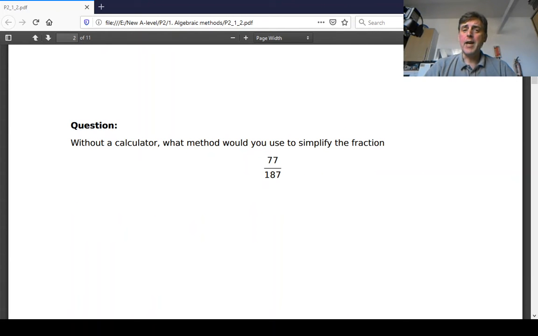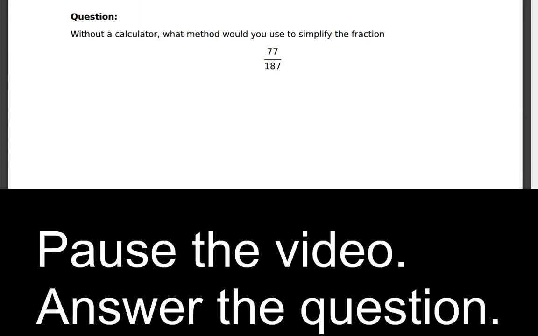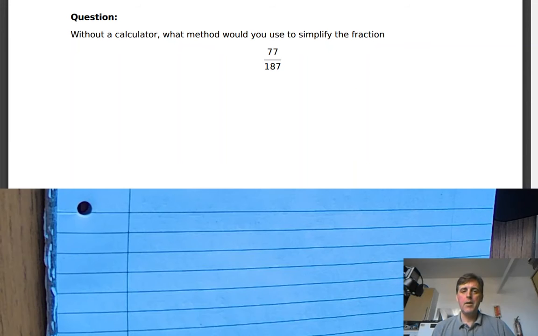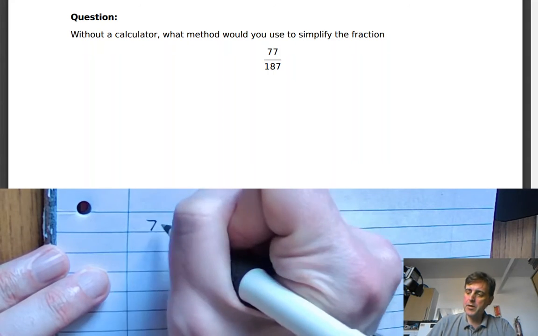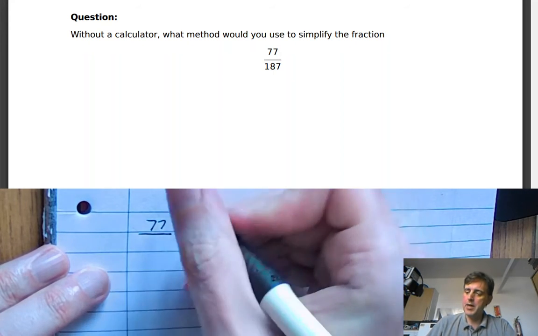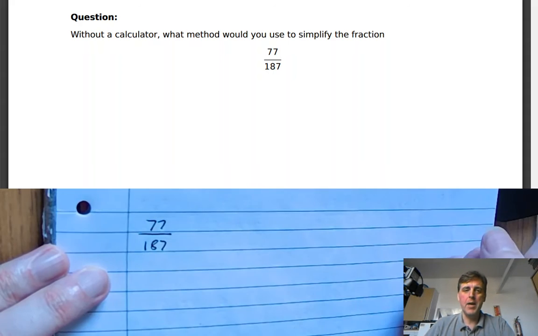Now, before we get into the algebra, I'd like you to think about this numerical fraction example I've put on the board. If you didn't have a calculator with you, what method would you use to simplify the fraction that's there? Pause the video and have a think about it, please. Okay, let's see how we get on with this. Not the easiest of things to deal with, is it, without a calculator here? The numbers are a little bit awkward.